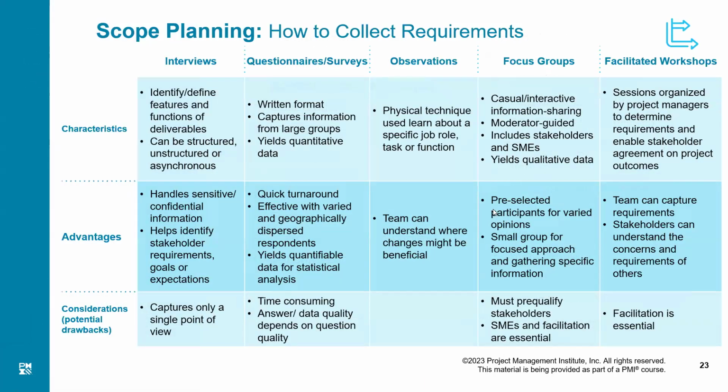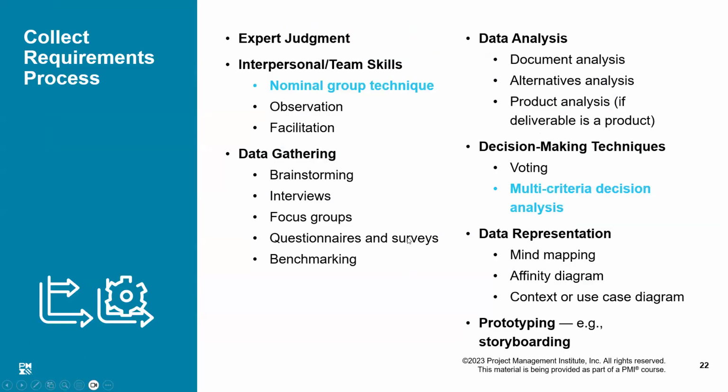So once you are collecting the requirements, these are some of the different skills, interpersonal skills, like nominal group technique, observation, and facilitation. In data gathering, you could do brainstorming, interviewing, focus groups, or maybe questionnaires and surveys. But as you move towards questionnaires and surveys, it becomes kind of more statistically important. Okay, what else we do? We do data analysis. We document several results.